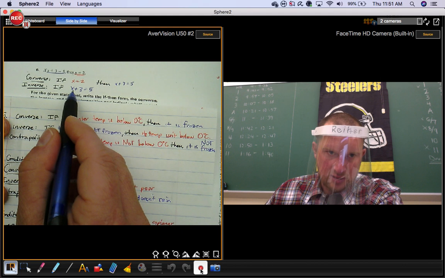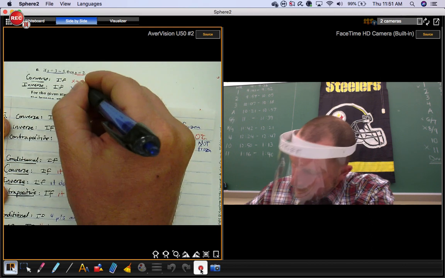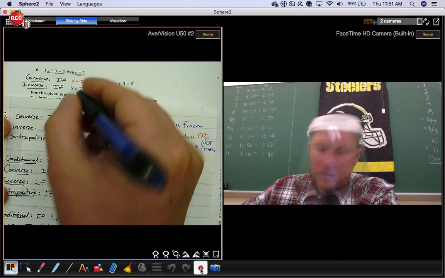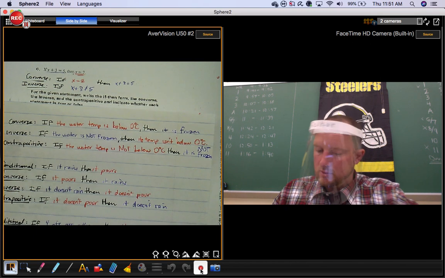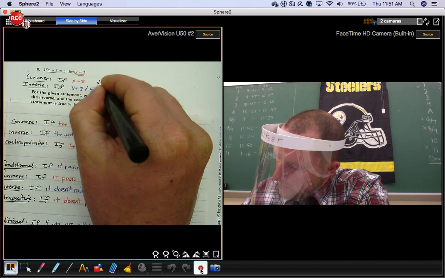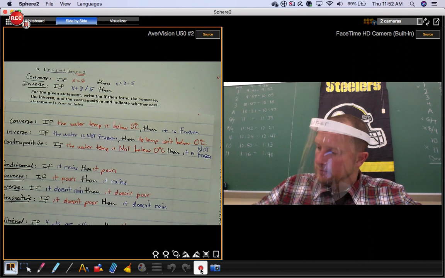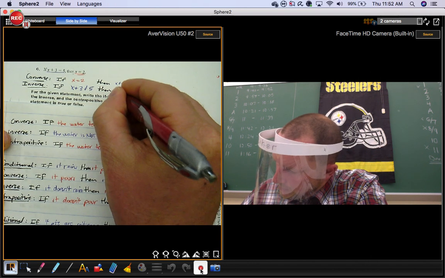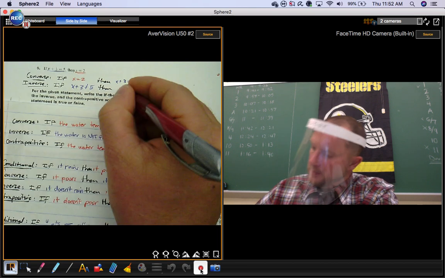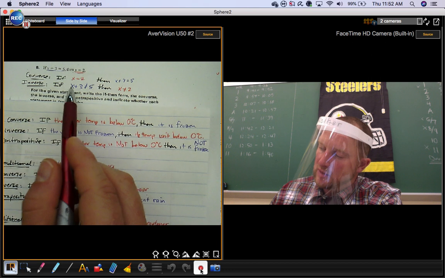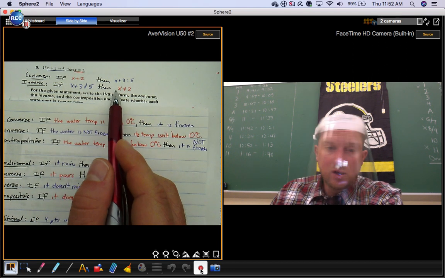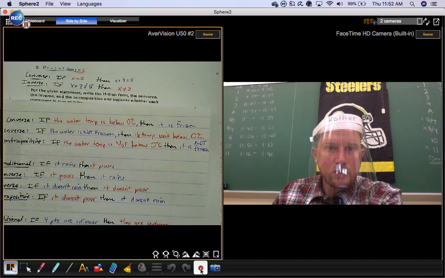How do you say not this? This is x plus 3 equals 5. If you want it to not equal 5, put a slash through it. Negate it and put a slash through it. So your inverse would be if x plus 3 is not equal to 5, then x is not equal to 2.